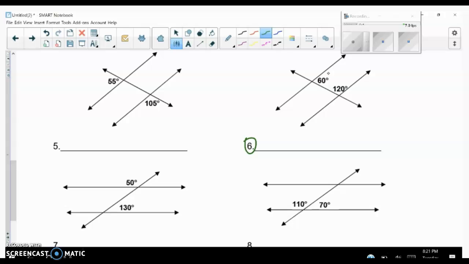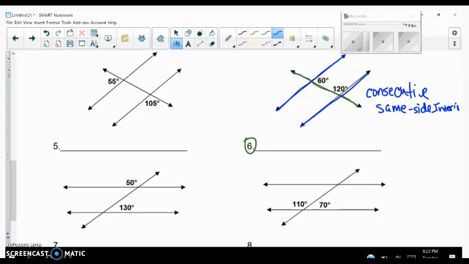Okay, so let's take a look at number 6. You can try 5 on your own, see if you can figure it out. But let's look at number 6. So we have 60 and 120. So these would be consecutive interior angles, or same side.